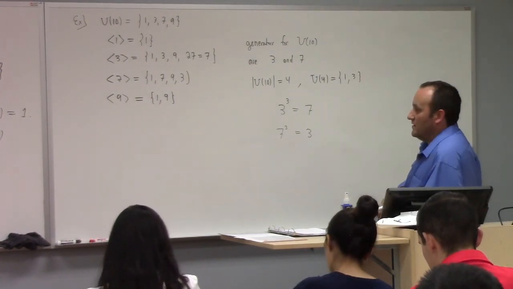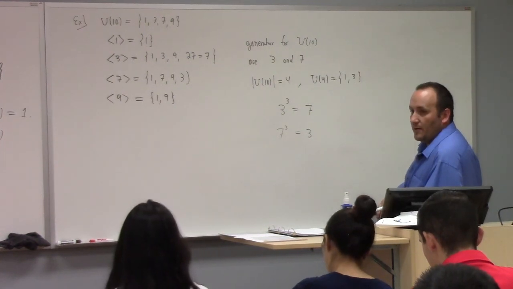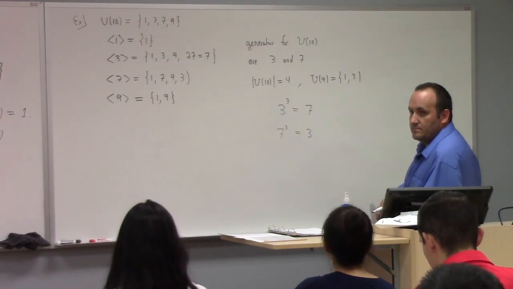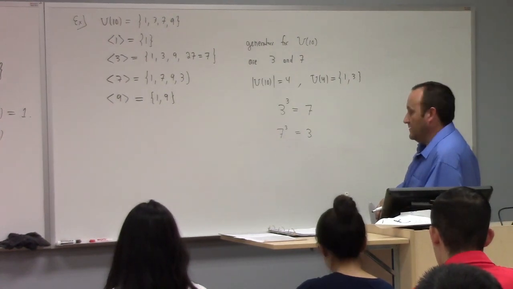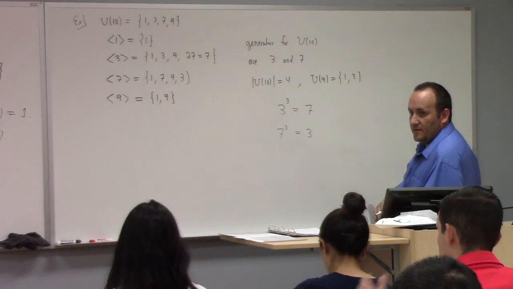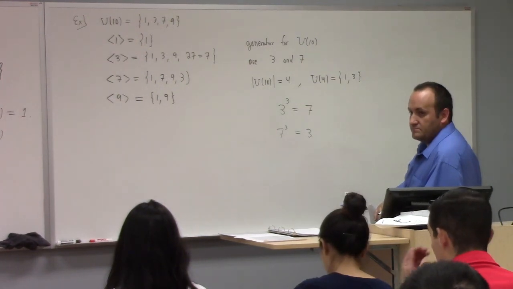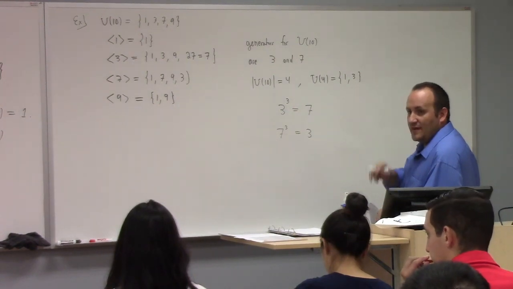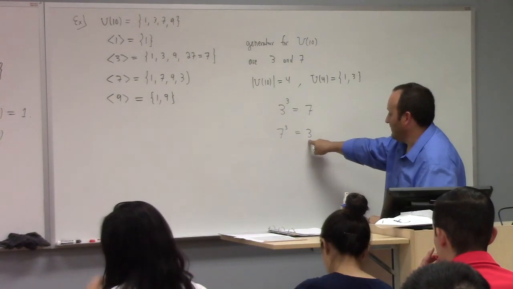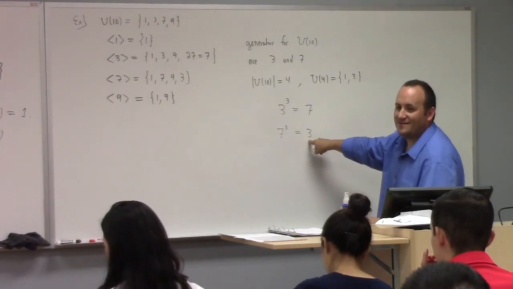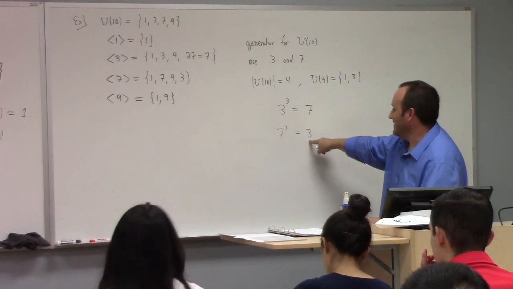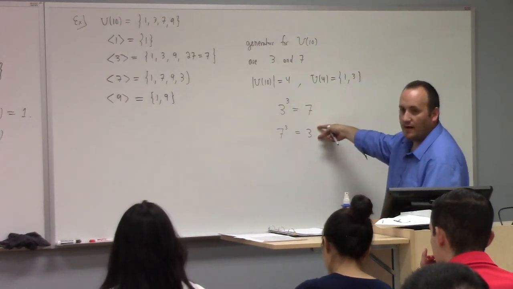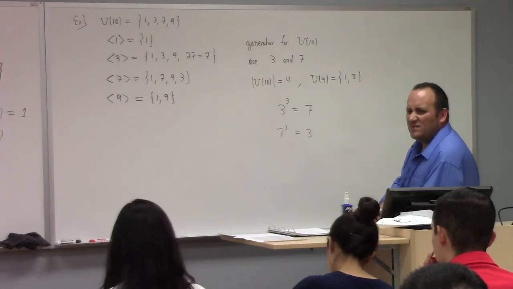Am I right? In mod 10, what is 3 to the third power? 27, which is 7 mod 10, right? And 7 to the third power is what? 49 times 7, which is 343. Something ending in a 3, and so when you throw away everything else, you get a 3. Thank you. How did I know that?